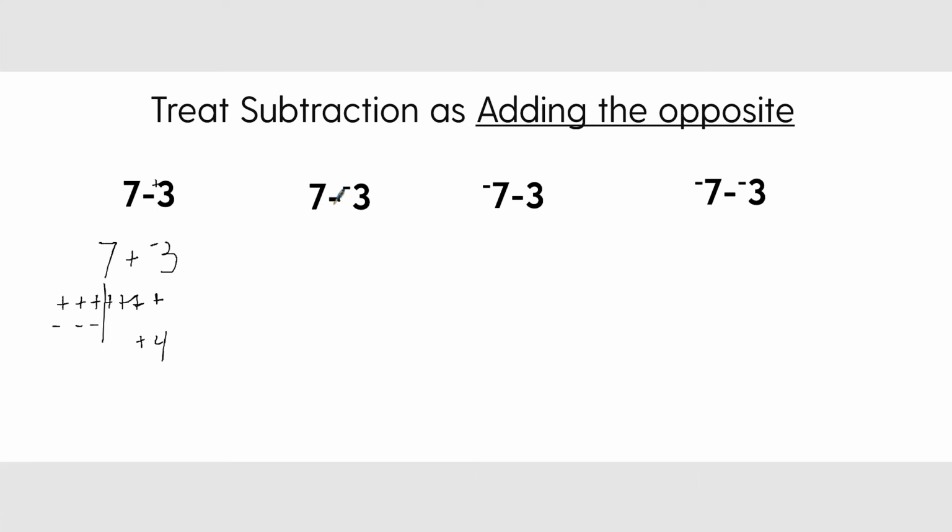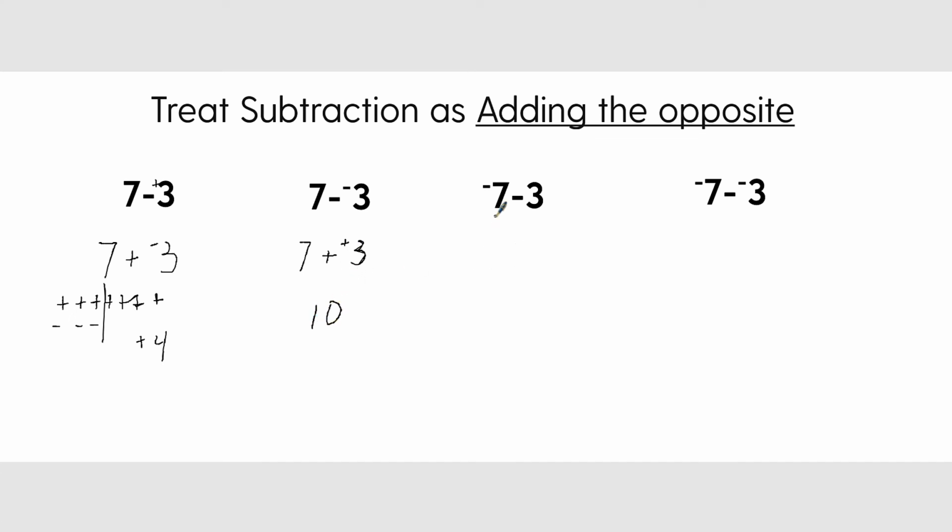So what about when it looks different? What about 7 minus a negative 3? Again, first number stays the same. The subtraction becomes addition, and this negative 3 becomes a positive 3. So it is effectively positive 7 plus a positive 3, and your answer is just 10, or positive 10.